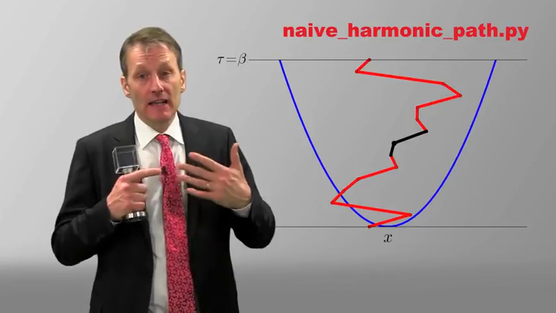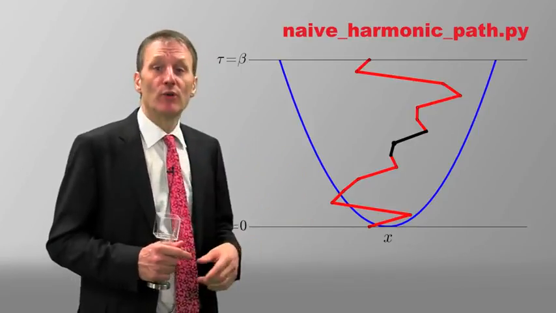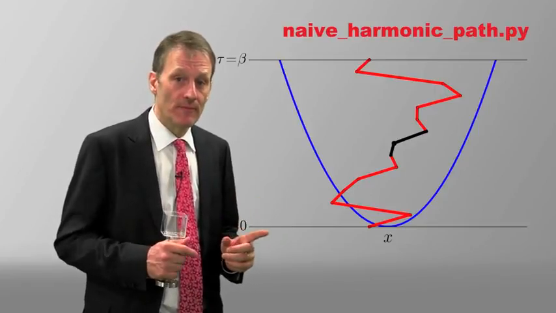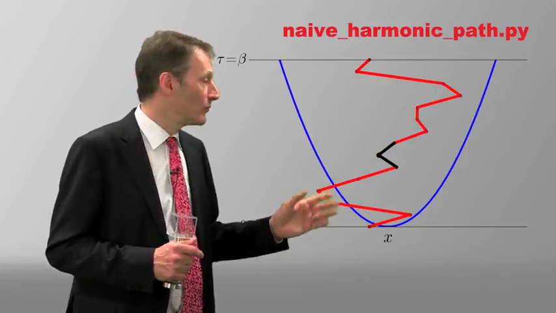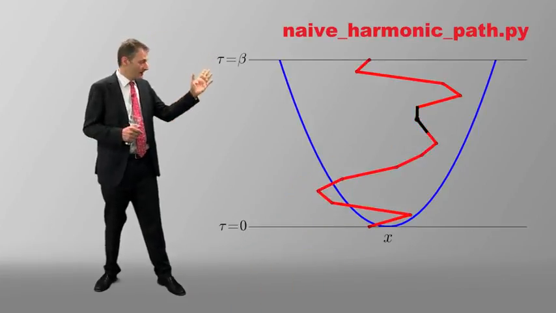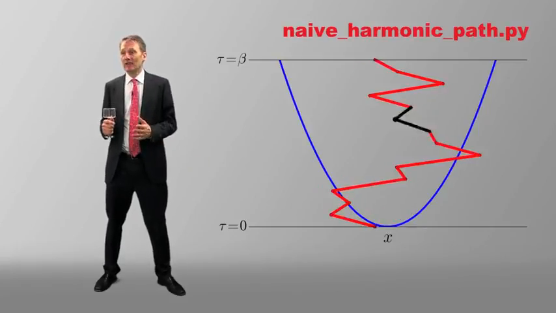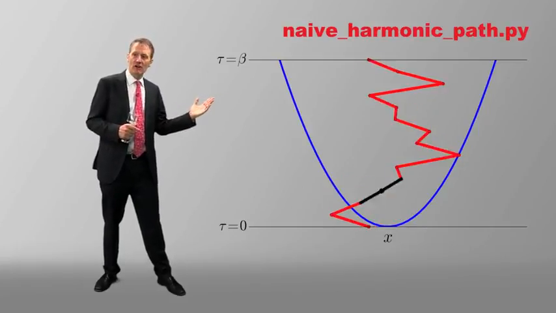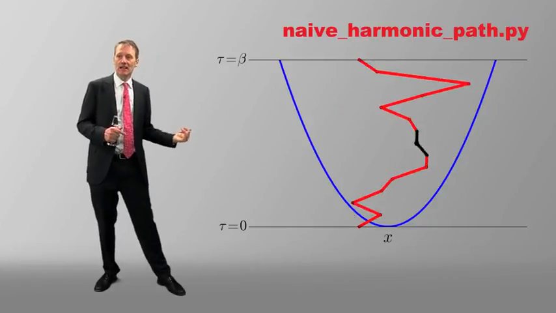If we made larger moves, we would get into trouble with the 1/2 rule. We would reject all the moves and would not move either. So you see that a simulation using naive harmonic paths would be very, very slow in exploring all configurations in our system.